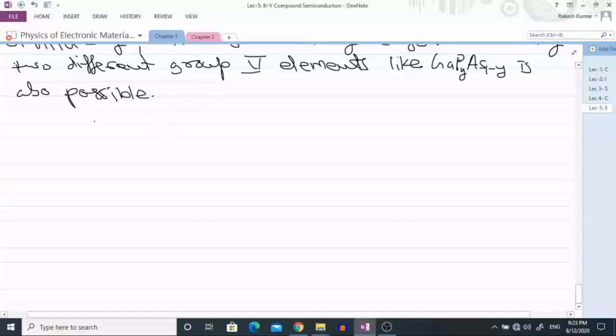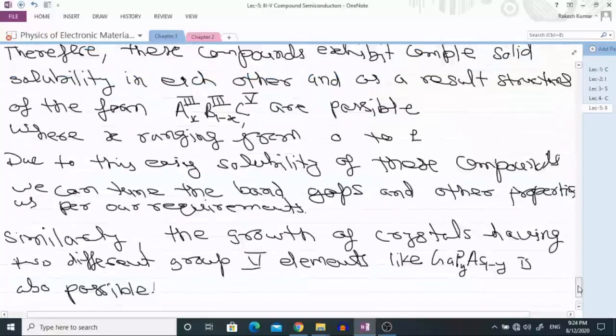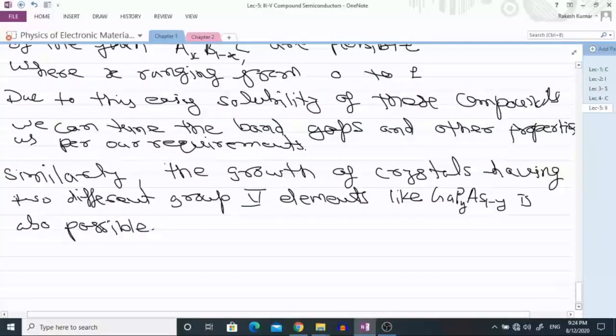So, in this lecture, we see the structures of group 3 and 5th compound semiconductors, and we see that these compound semiconductors have a structure that is similar to zinc blende, and since many of these compounds are having similar structures and similar lattice constants, therefore we can make tertiary and larger molecules using these semiconductors, and by this we can tune the band gap and other properties of these compound semiconductors. In next lecture we will see the structure of group 2nd and 6th compound semiconductors.